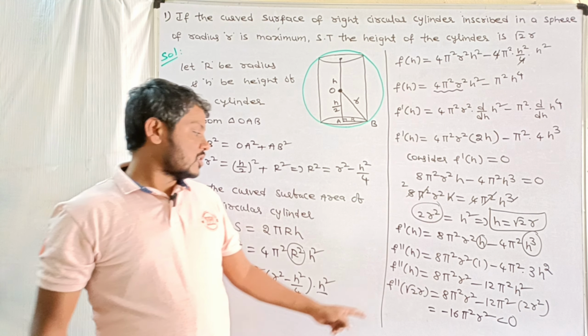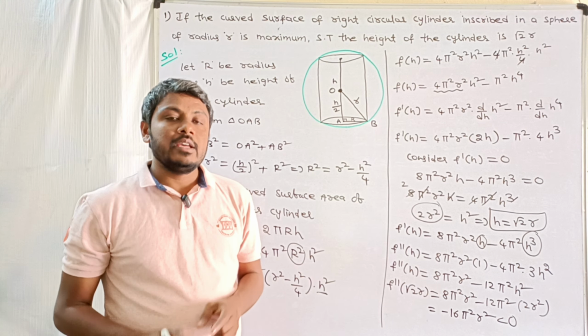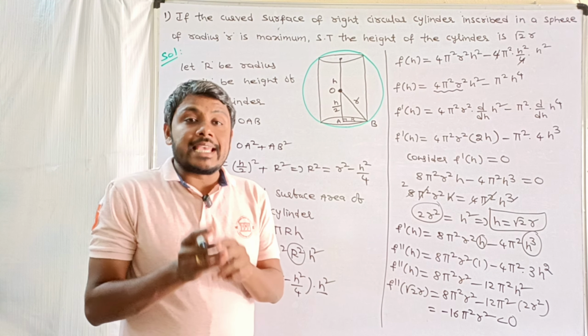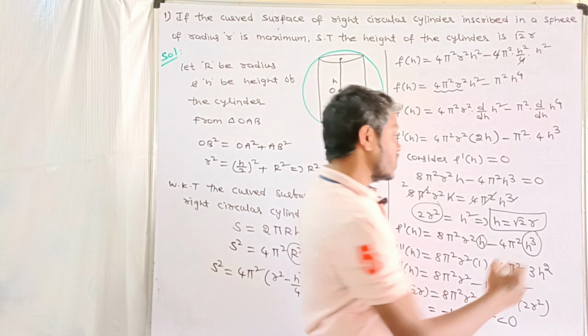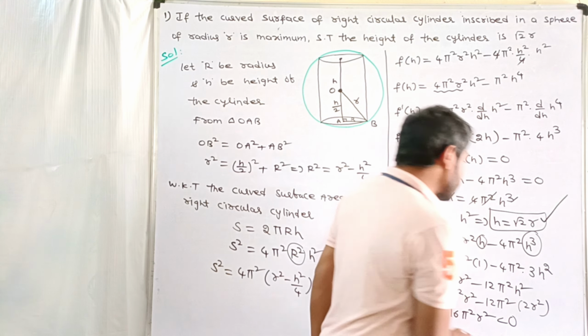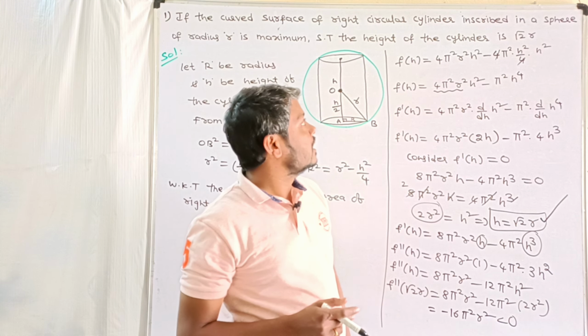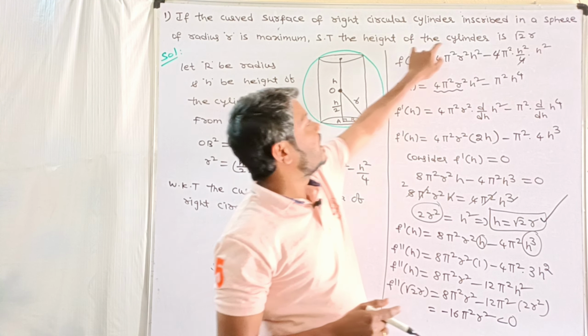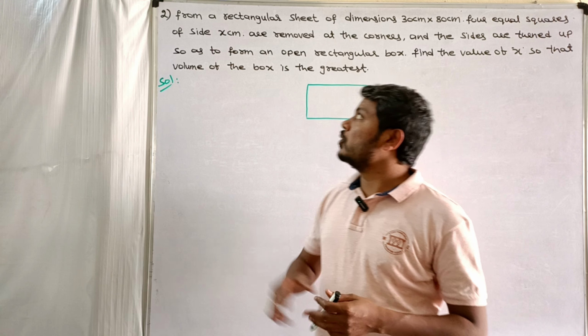Negative. So clearly f double dash of h is negative, which means f is maximum at h. What is h? Root 2r. So clearly, less than 0 means maximum. So therefore the height of the right circular cylinder is what? Root 2r. So next, question number 2.